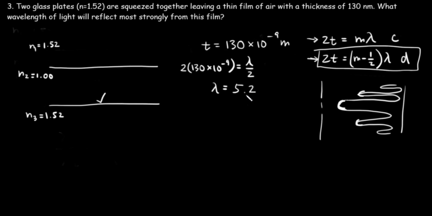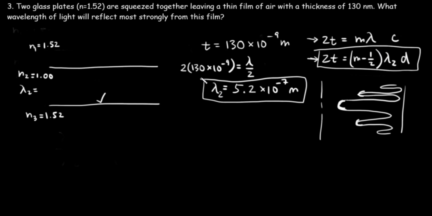5.2. So looking at the sig digs, 130 nanometers has 2 sig digs. So we're going to keep this at 2 sig digs. And this is actually the final answer, because it's asking what wavelength of light will reflect most strongly from this film, and that's going to be the wavelength of light that you can see. So it's going to be this, because you can see it in the air and you can't see it if you're in glass. So this wavelength in this equation is actually wavelength 2. So that's why this is the answer to this question.